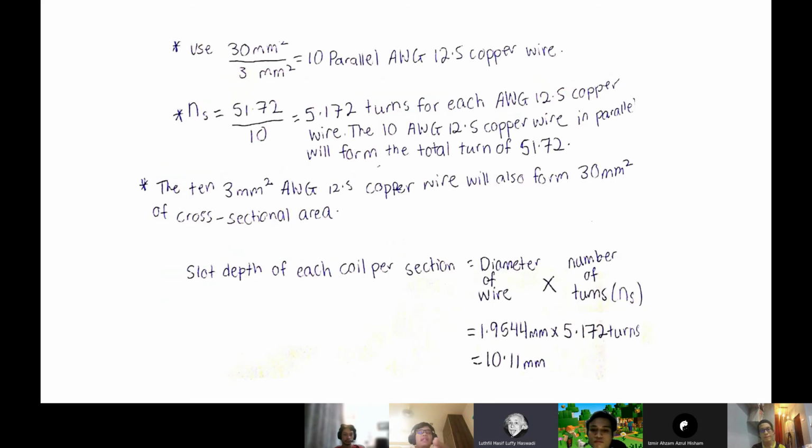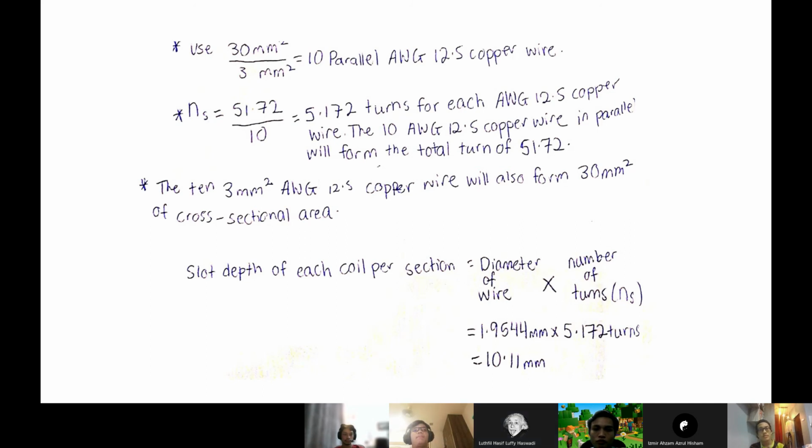Since we need 30 millimeter squared of cross-sectional area in order to pass through 10 amps per millimeter squared current density, we will be using 10 of these AWG 12.5 copper wires in parallel. From there, we divide the number of turns in the coil by 10, so that each AWG 12.5 copper wire will have 5.172 turns. So if you put 10 of these wires in parallel, it will form 51.72 turns of coil.